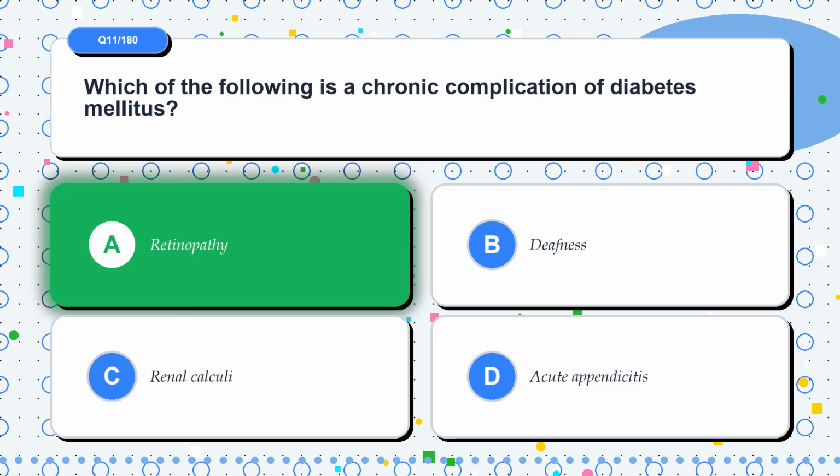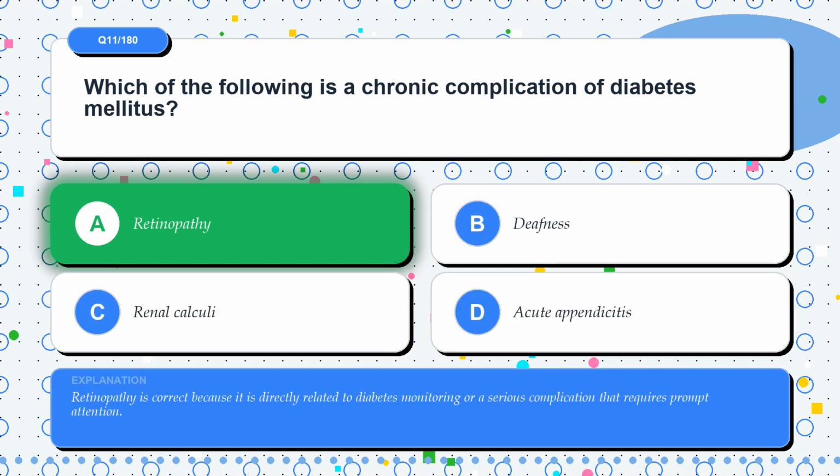The correct answer is option A. Retinopathy. Retinopathy is correct because it is directly related to diabetes monitoring or a serious complication that requires prompt attention.